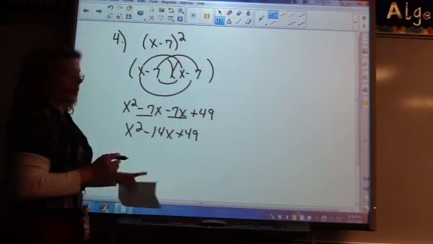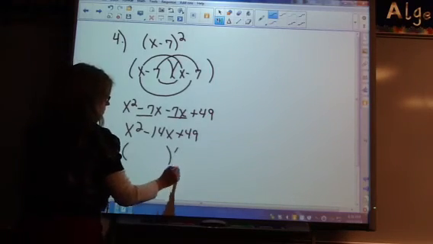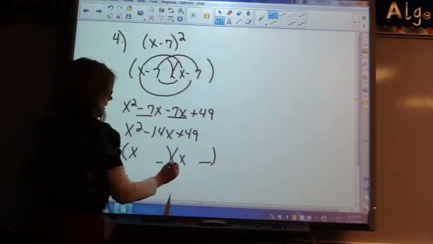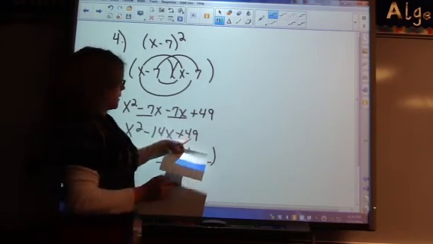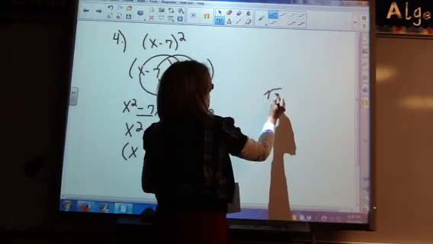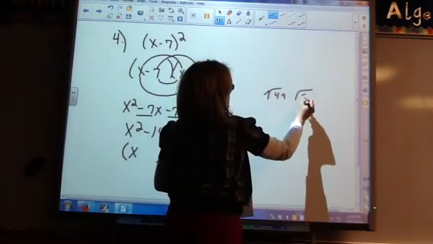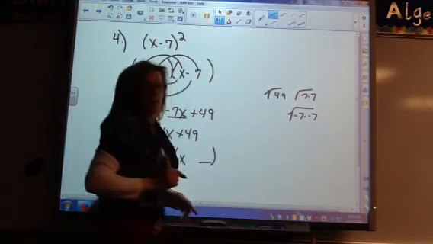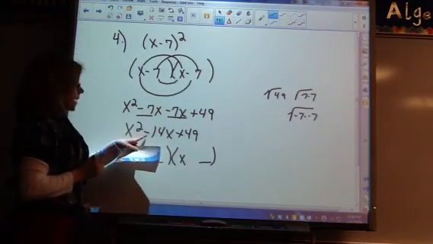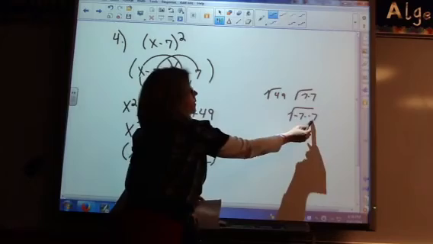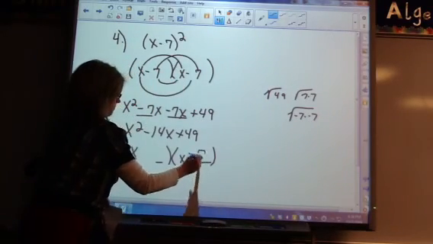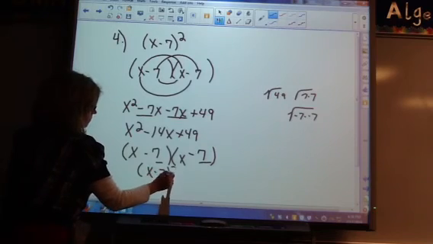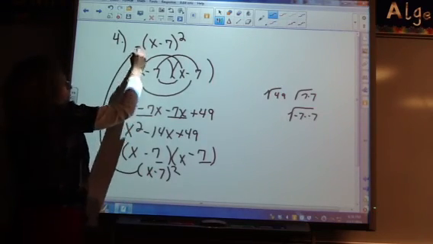Okay, let's see if we can work it backwards. So we have x, and we have x. So, 49, perfect square. Square root of 49 is either 7 times 7, or it's either negative 7 times negative 7. Well, we need a negative 14, so what we're going to do is we're going to take the two negatives. And we've just worked it backwards.